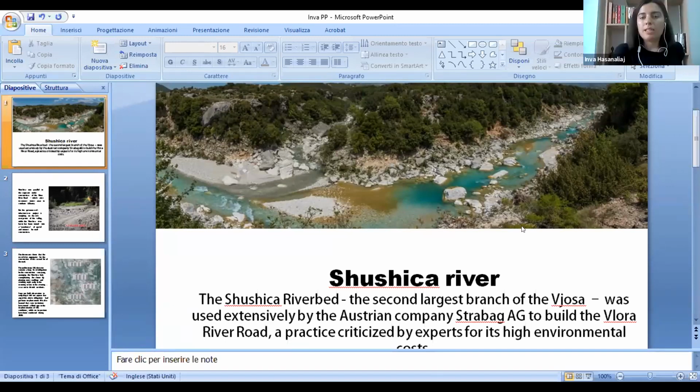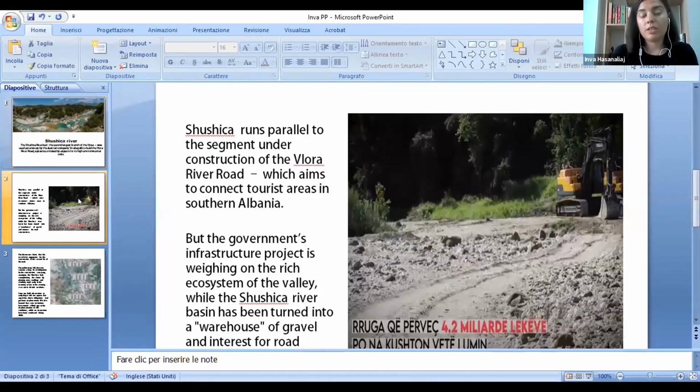Okay, so basically this is Shushita River, which is the second largest branch of Vjosa. Vjosa River is the last wild river in Europe, and one of the biggest cases of the environmental problems that we all already have in Albania. Shushita was the article that I wrote for it. It was based on the use of the inerts of Shushita by a company which is working for the Vlora Road, which aims to connect areas in southern Albania.